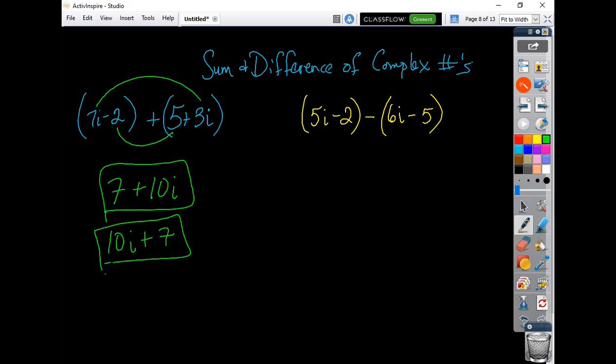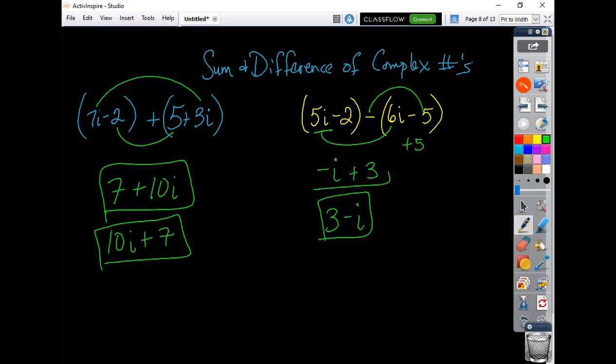Yeah. So then how about this other example with the difference or subtraction? So be careful. This negative here needs to go on both of these over here. If I take the 5i minus the 6i, so that's a negative i. 5i take away 6i, I'm going to be short 1. And negative 2 minus negative 5, that's going to turn into a plus 5, right? So negative 2 plus 5 is 3, so 3 minus i, or 3 plus a negative i.